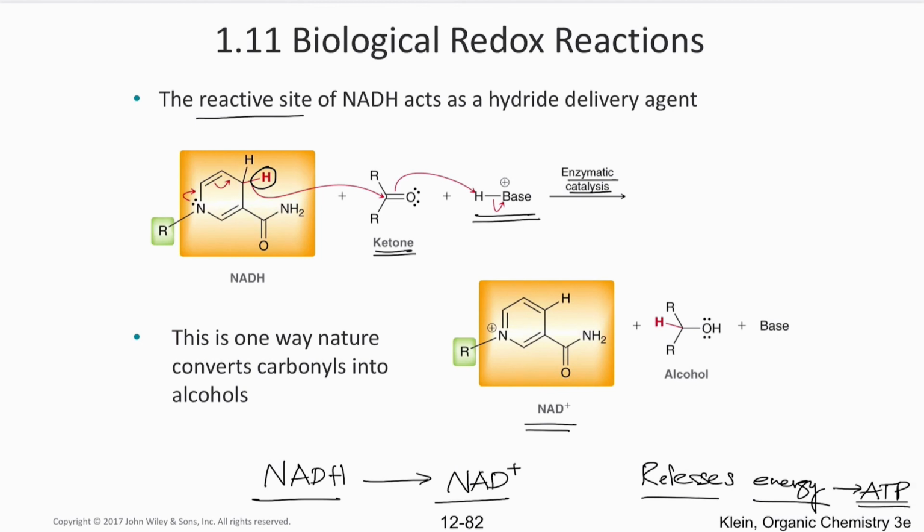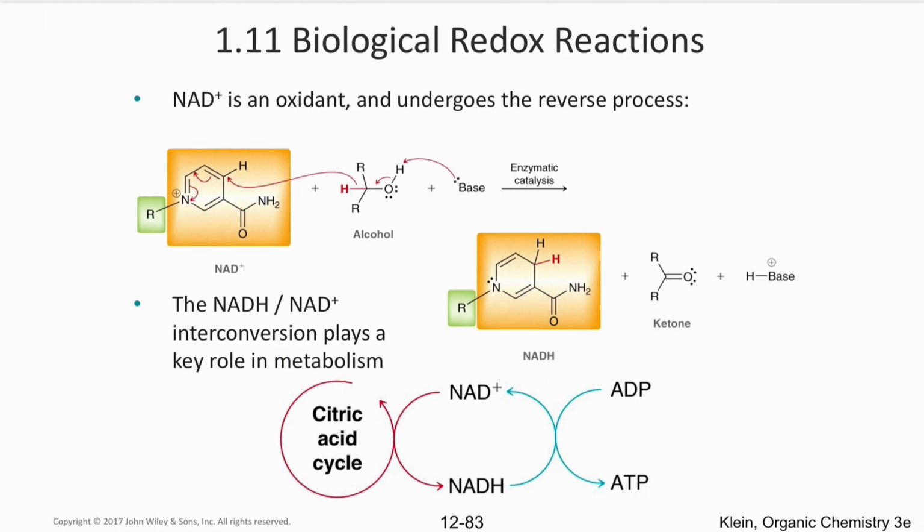One of the common places where you would see this is in the production of alcohol. So NADH with a ketone creates an alcohol and NAD+. Where will you see this conversion of carbonyls? Two places where you might see this are the citric acid cycle and the electron transport chain, where you convert ADP to ATP.